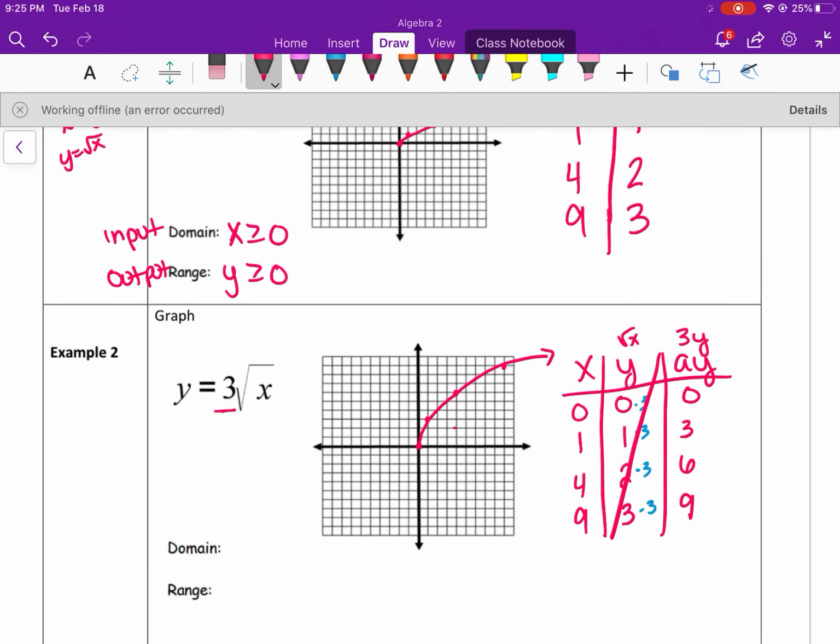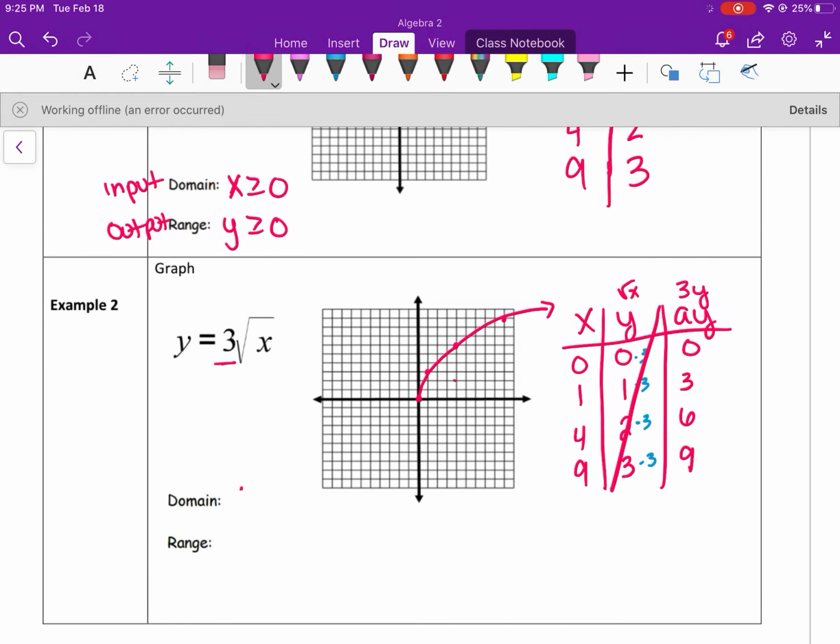But it's a square root function. So the domain, although we've stretched it vertically, is still all x greater than or equal to 0. The range is all y greater than or equal to 0.